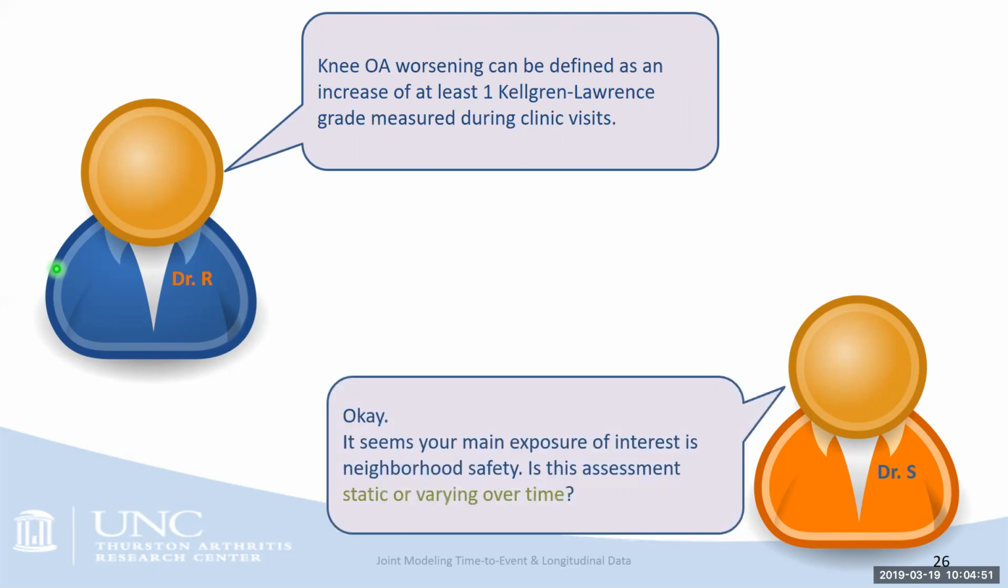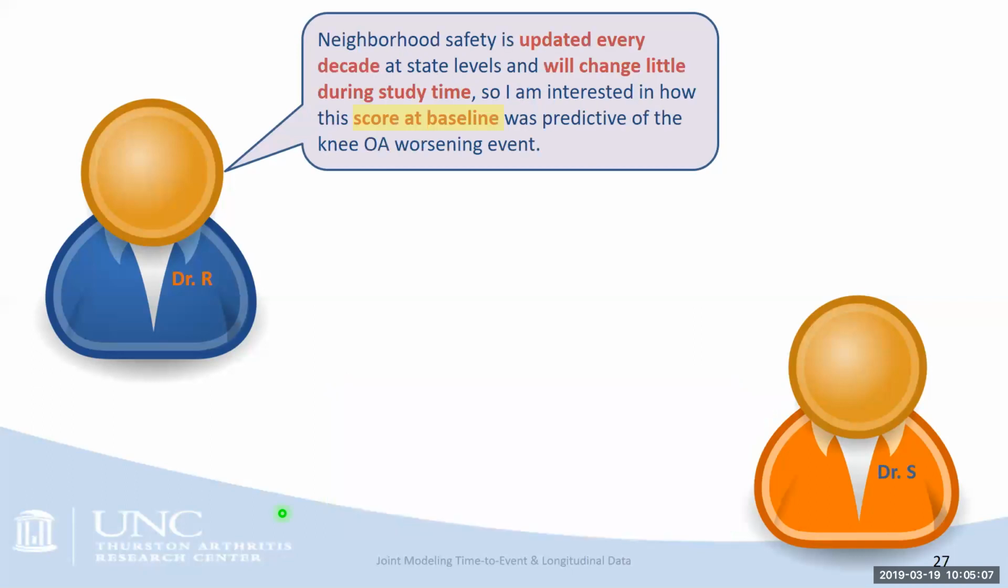Okay, so now we move on from looking at the outcome to looking at our main exposure, which in this case is this measure of neighborhood safety. So similar to before, we ask if this is something static or if it is something that will vary over time, over the course of the study. And in this case, we learned that this is something that's updated every decade at the state level. And so in other words, the researcher doesn't expect that this will change greatly during the study time.